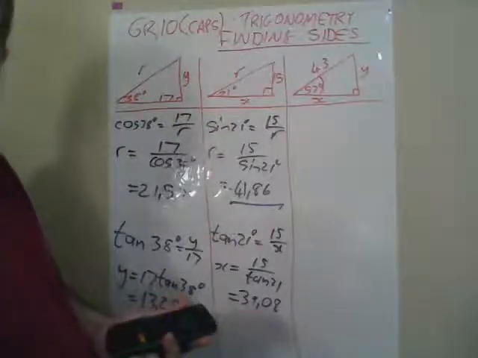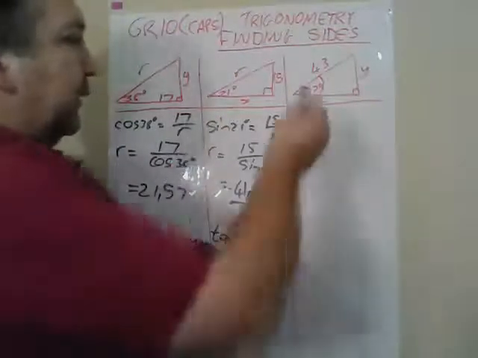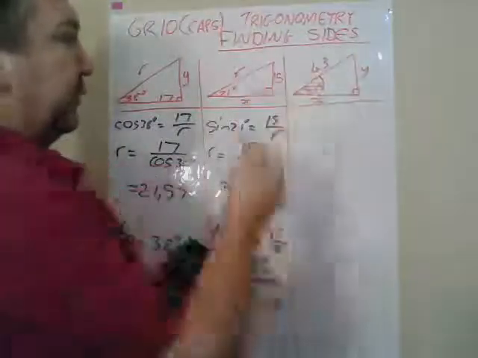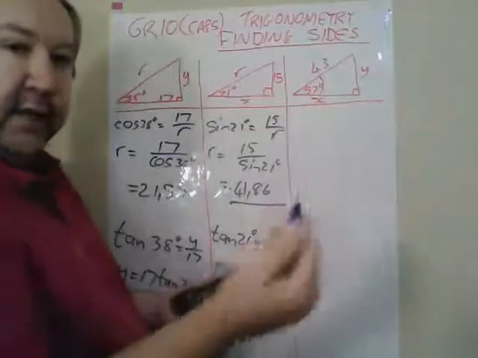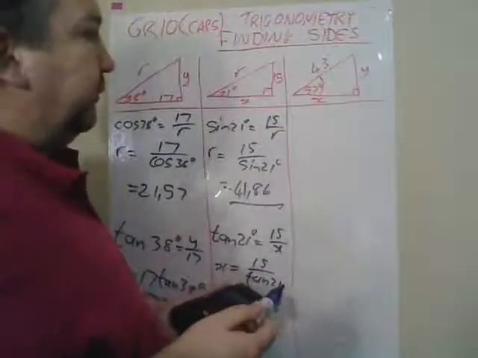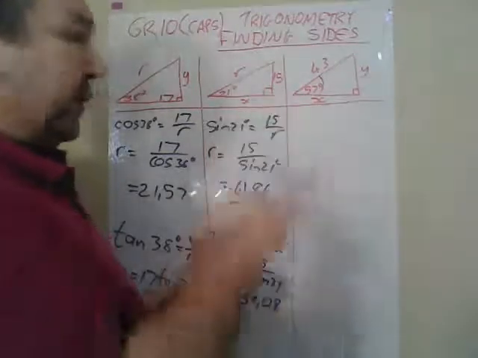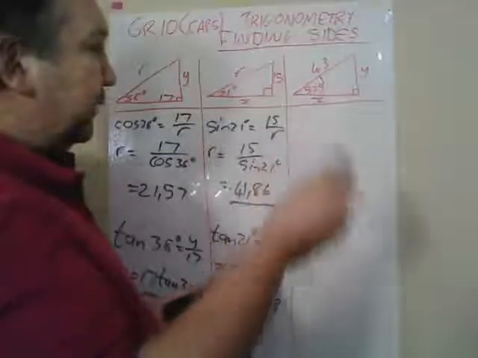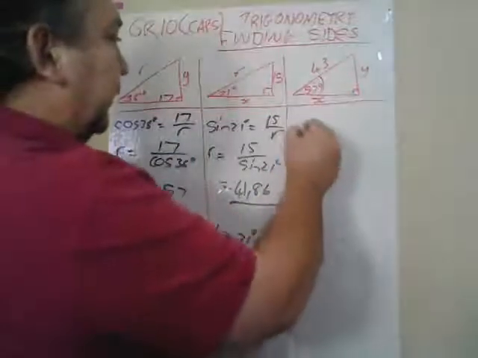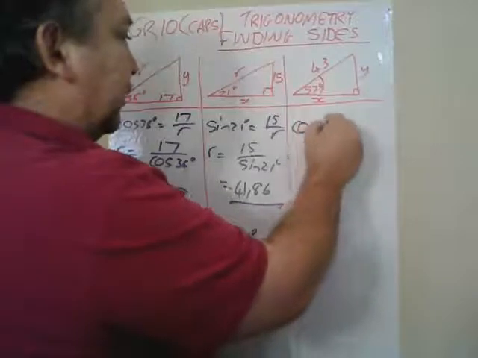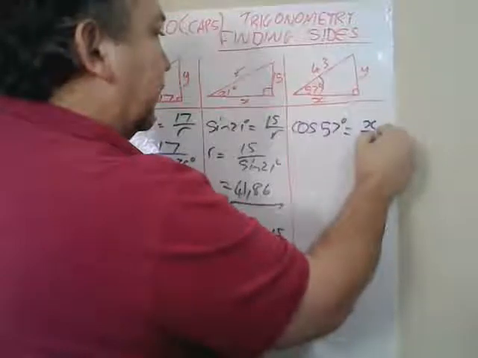Now finally we will go to that triangle there. Angle of 57 degrees, hypotenuse of 43, and in this case I'm going to switch it around a little bit and start with cos. Normally I start with sin, but just to show you that it can be done differently, cos of 57 degrees is x over 43.